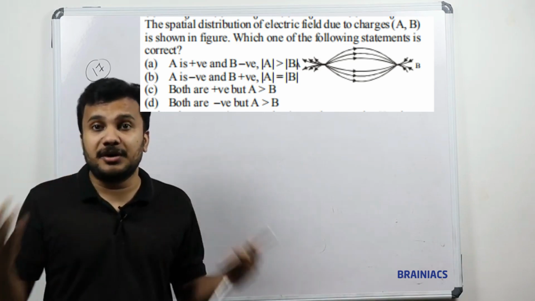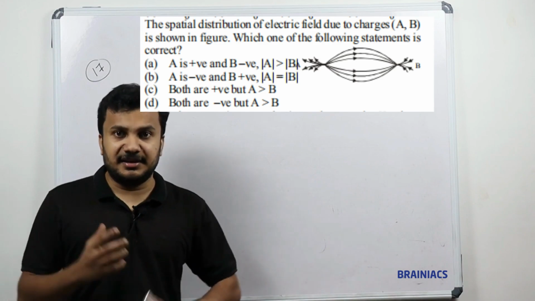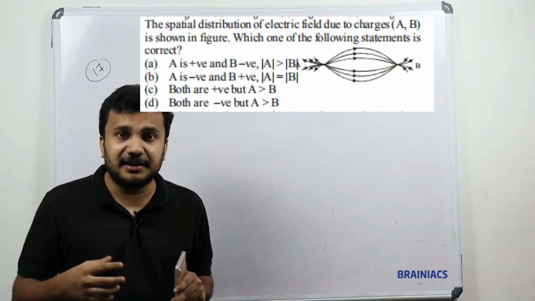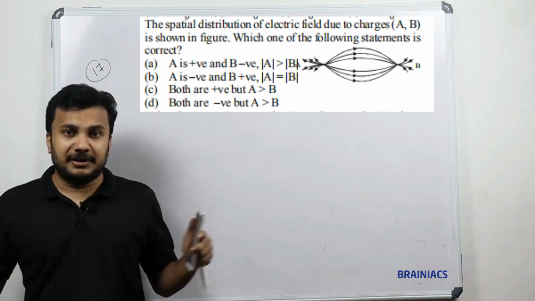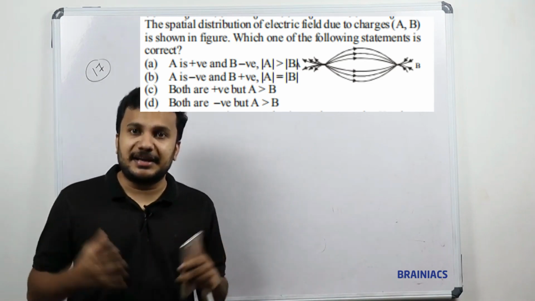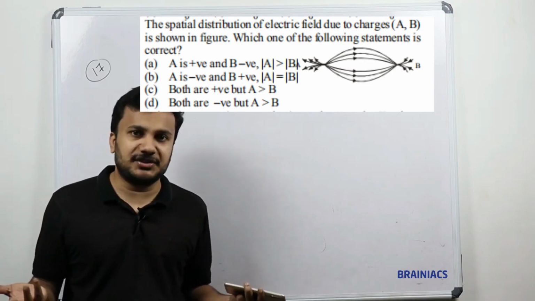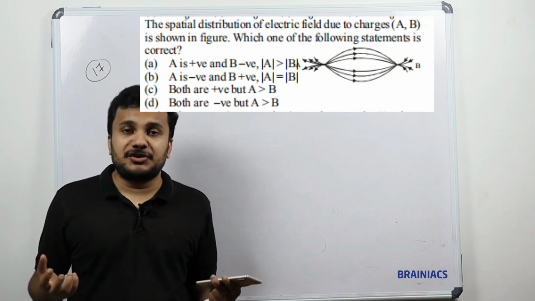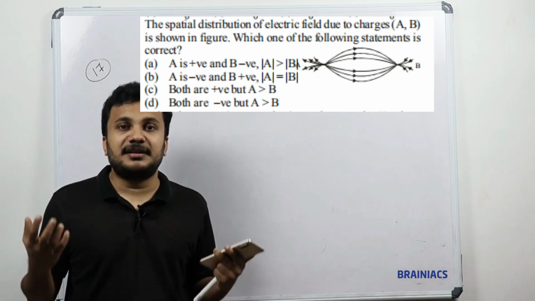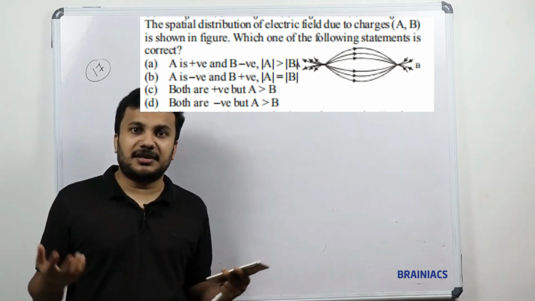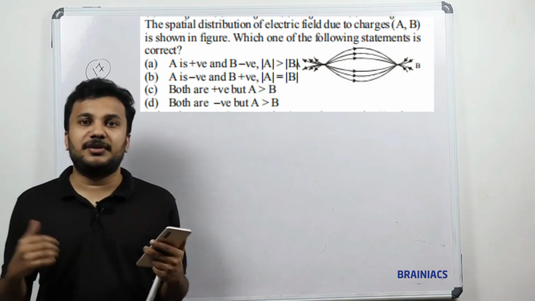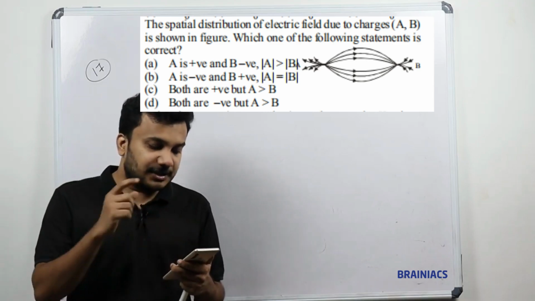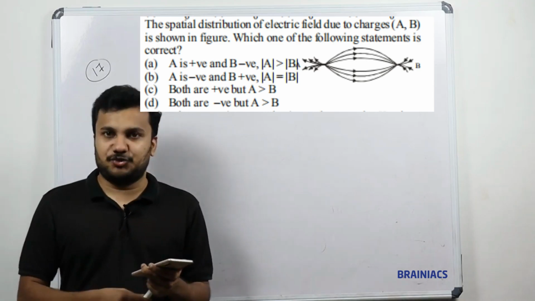And if a line is going out, what does it indicate? It indicates a positive charge. If electric field lines are coming inside, what does it indicate? If they are coming inside, it means a negative charge. If they are going outside, it means a positive charge. This is what we learned about the properties of electric field lines. Electric field lines emerge out of positive charges and come into the system when it is a negative charge. So based on this, we know A is a positive charge and B is a negative charge.